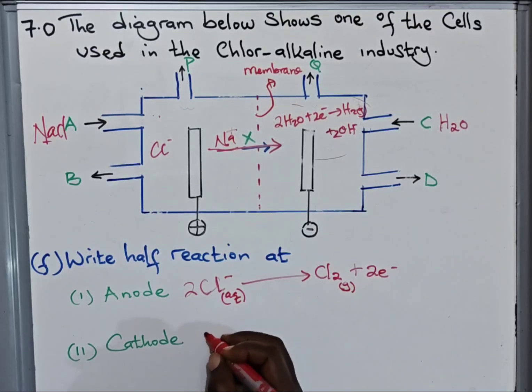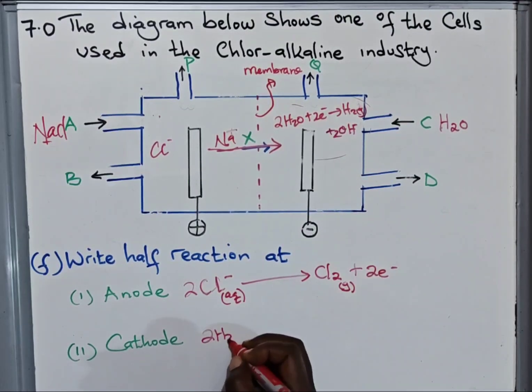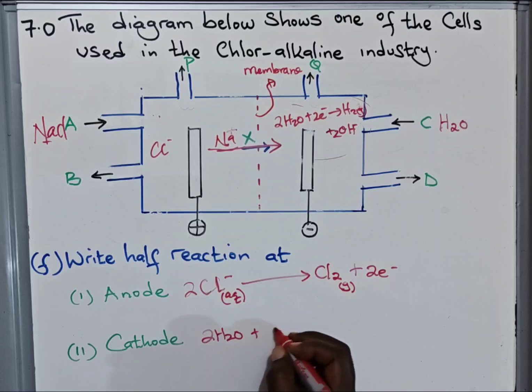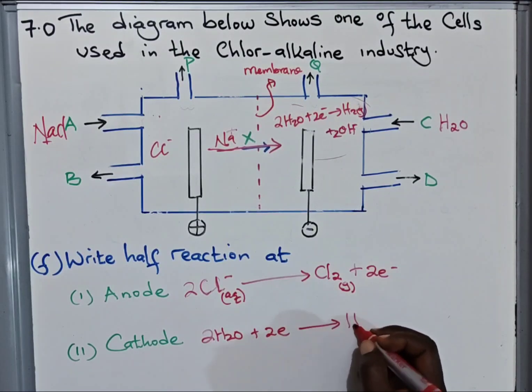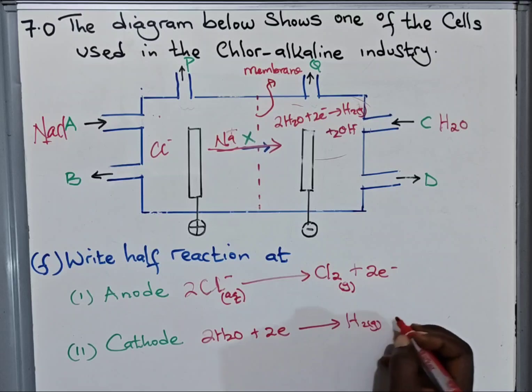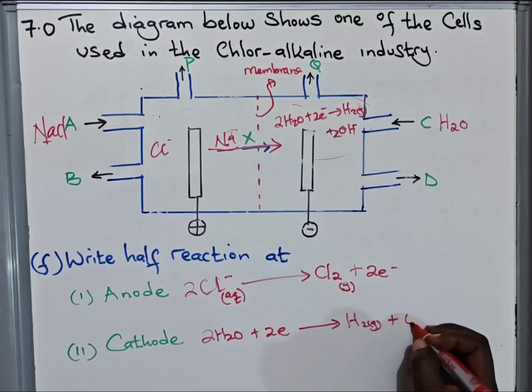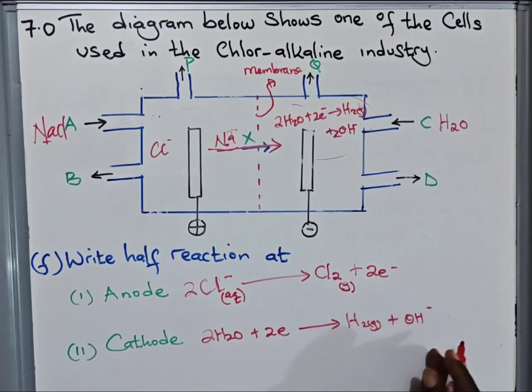So what are you having here? You're having 2 water molecules taking up 2 electrons to give you hydrogen gas plus hydroxide ions. And we put a 2 here for balancing.